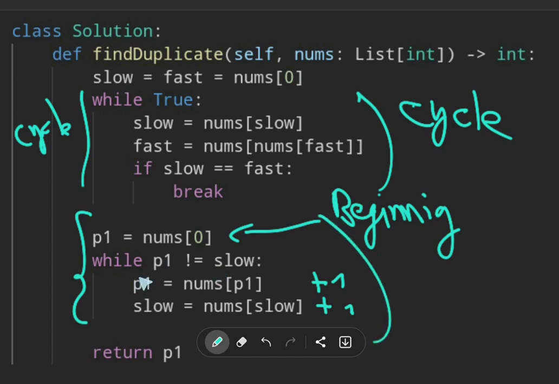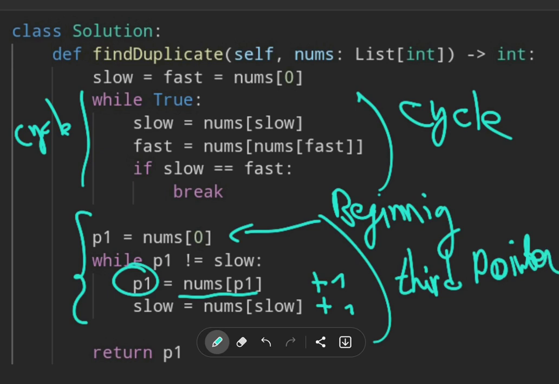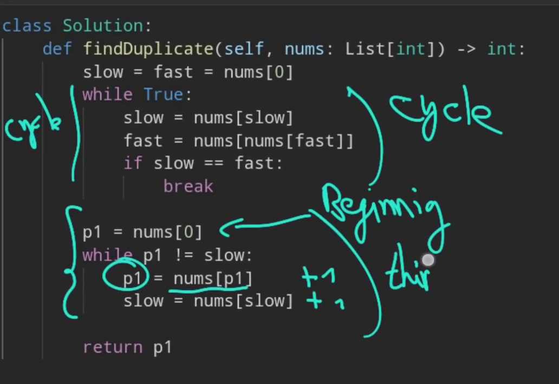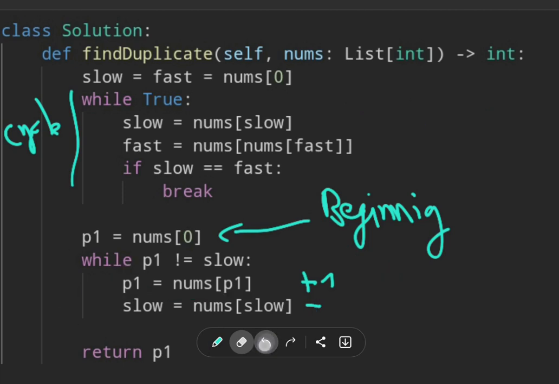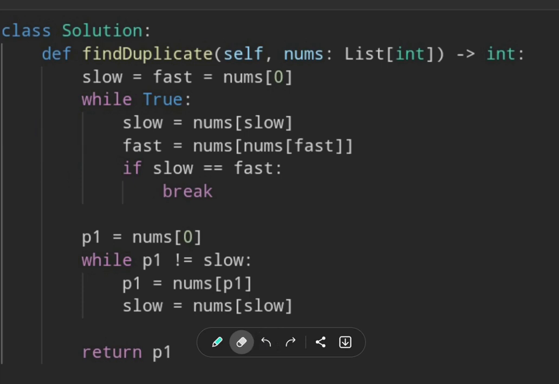Step 2, initialize a third pointer from the beginning of the array. And once you have the third pointer from the beginning of the array, we move forward just next, both the pointer from the beginning of the array and the slow pointer where we stopped. Okay, let's repeat this yet again.